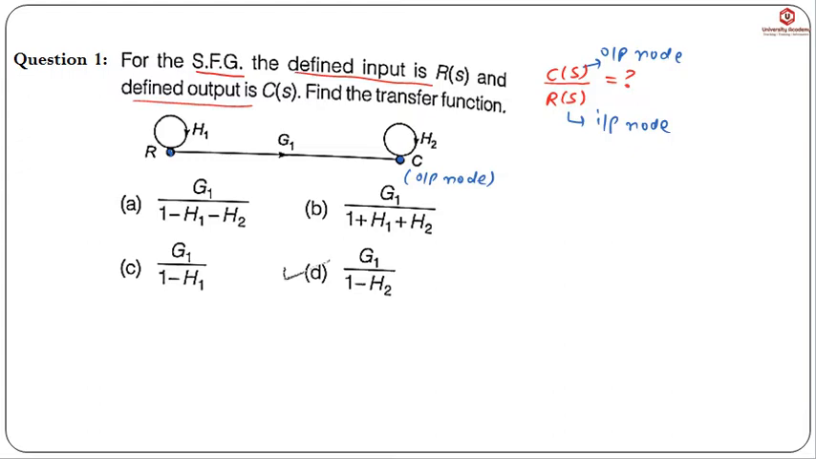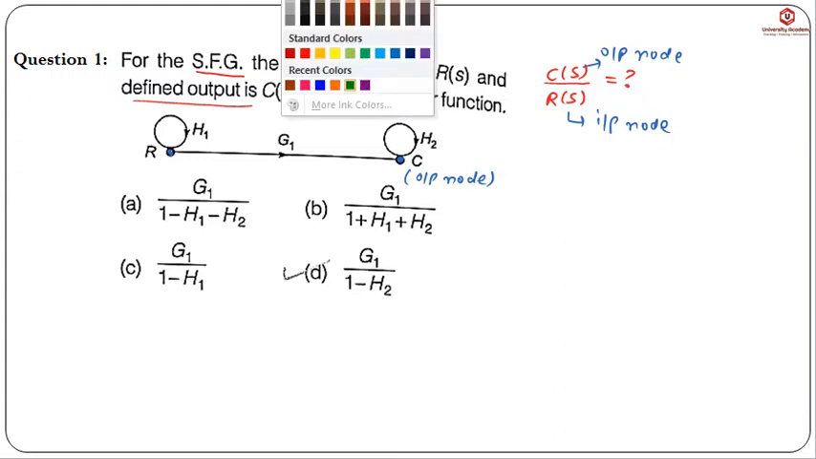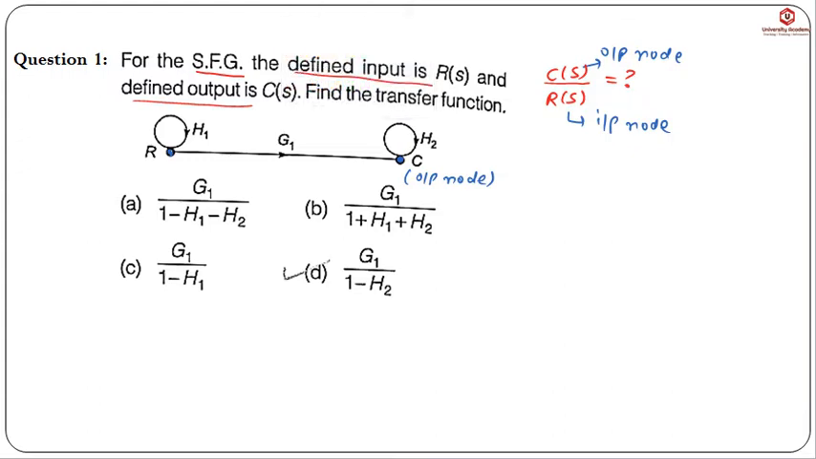इस तरीके के क्वेश्चंस को कैसे सॉल्व करते हैं, तो यहाँ पे क्या है कि अगर हमें ट्रांसफर फंक्शन फाइंड आउट करना है, देन वी हैव टू इंट्रोड्यूस वन एडिशनल नोड विच विल बिहेव एज द इनपुट नोड. ओके, सो now we have to find out this C of S by R of S.